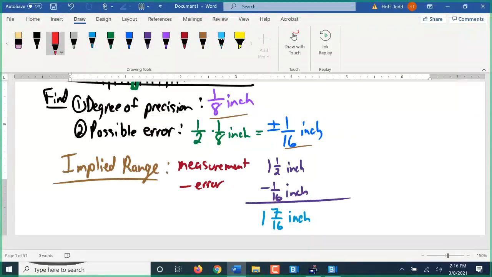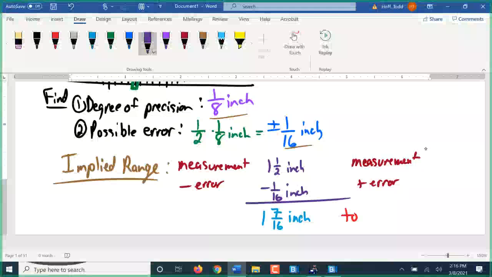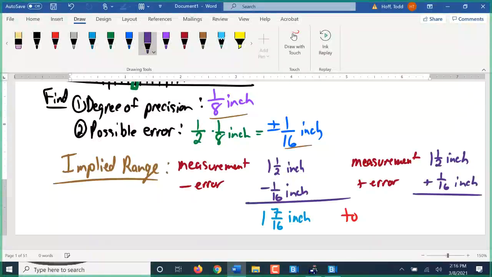The larger number, that would be the measurement, the other end of our implied range, be our measurement plus that error. So again, we take our 1.5 inch measurement, and now we're going to add the 1/16 of an inch of possible error. Once again, I'm going to trust that you guys can do the common denominator and add to get to that as 1 9/16.